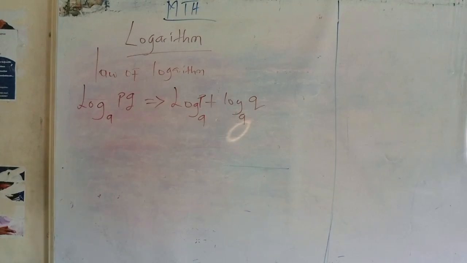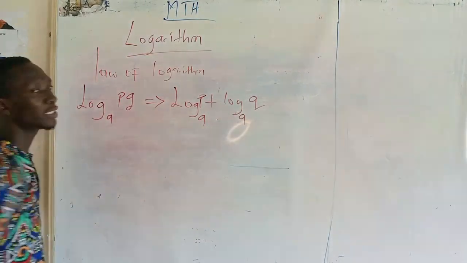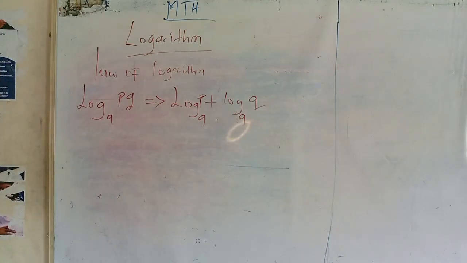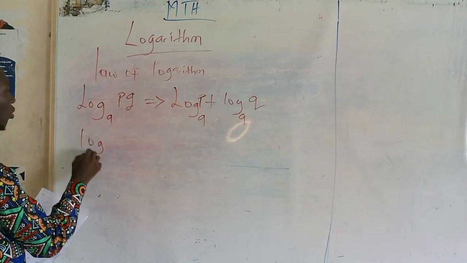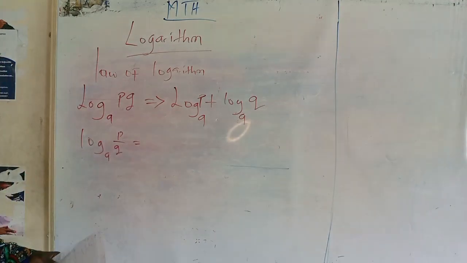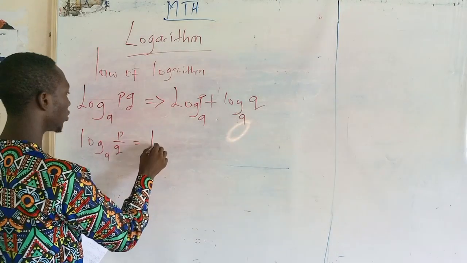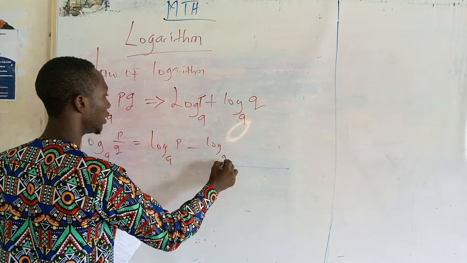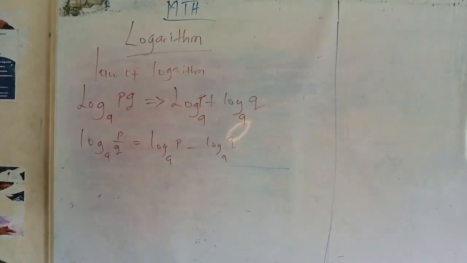This means that you will just bring one log, since they have the same base, and the multiplication becomes plus. Same thing too: we have log base A of P over Q. Division is minus, multiplication is plus in log. So it becomes log A P minus log A Q. So we have to express it that way.